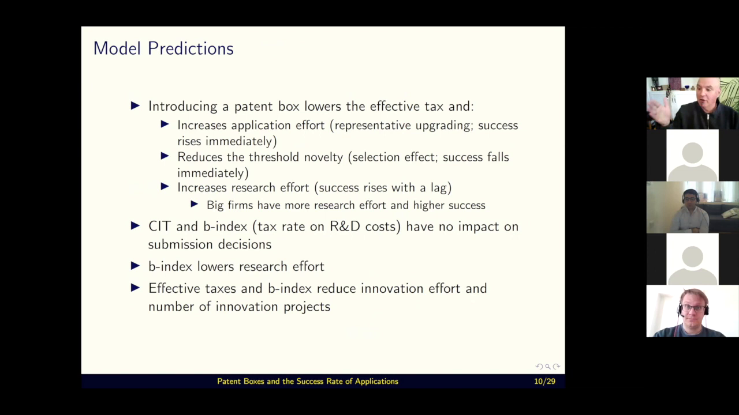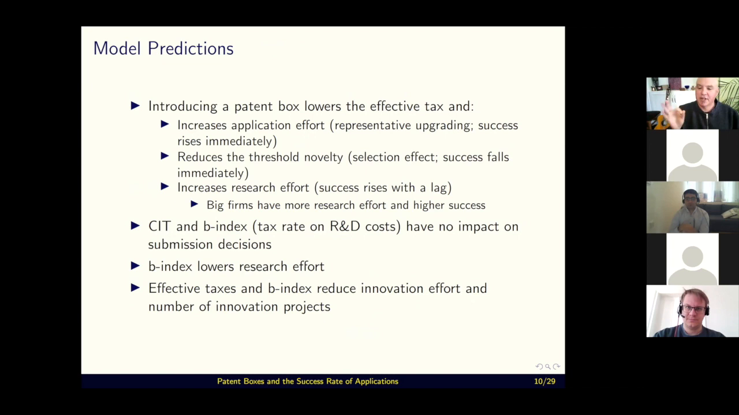The third impact is, well, way back at the beginning of the game, I'm gonna put more effort into developing the ideas. That then increases the probability that I get a high novelty. And so that's going to then increase success rate, but that's gonna take a few years to pay off.